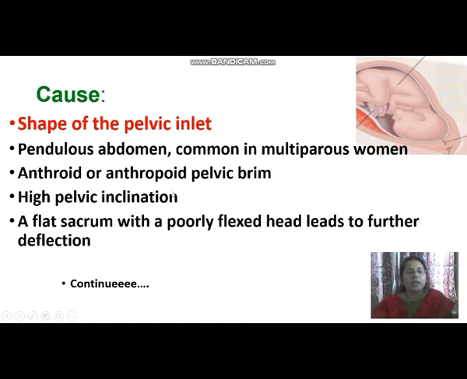Then android or anthropoid pelvis, high pelvic inclination, and a flat sacrum with a poorly flexed head lead to further deflection. Deflection means that flexion does not occur properly. Usually flexion occurs in the baby, but when deflection occurs, because of the flat sacrum, it will usually point towards the posterior position.